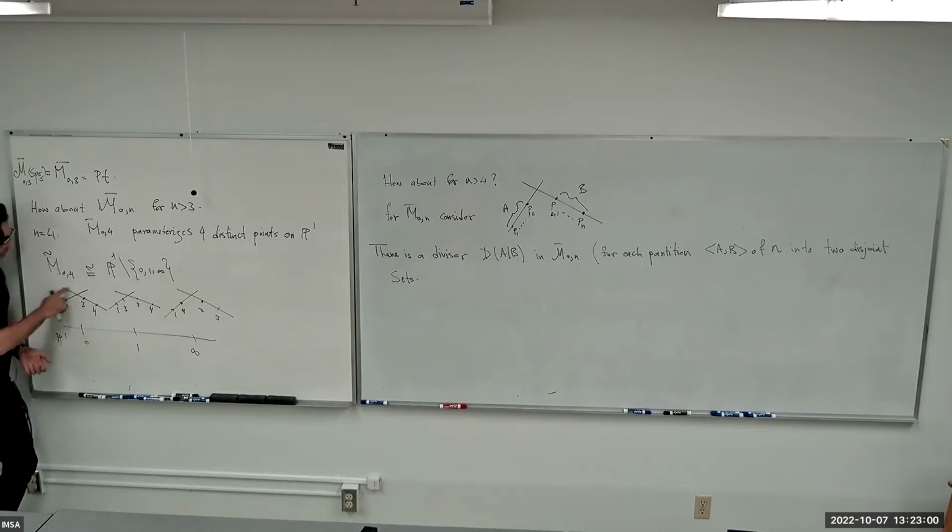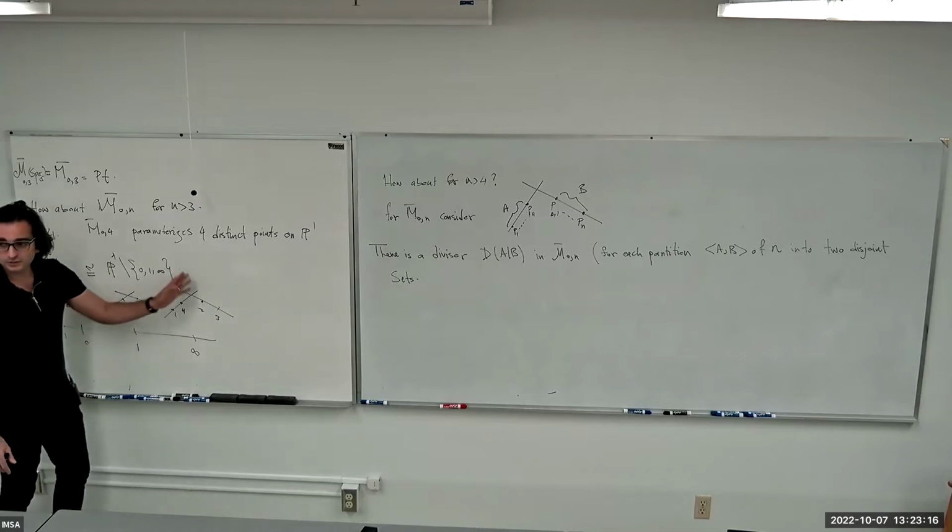When you look at the fiber of your family over the 0 divisor in P1, this is a divisor in your moduli space, right? Because this is the fiber over a point of P1, it's a divisor, one dimension less. Same thing, one dimension less, one dimension less.